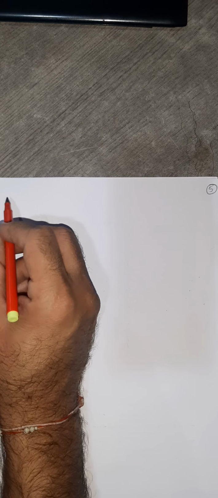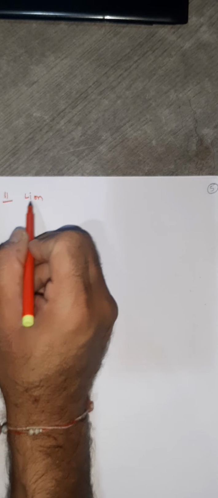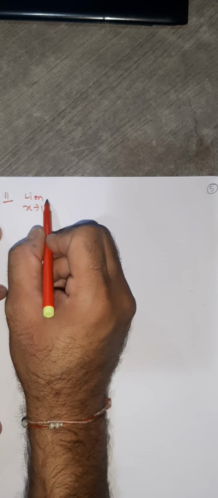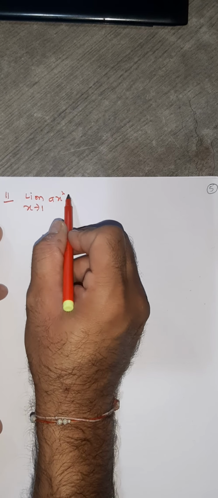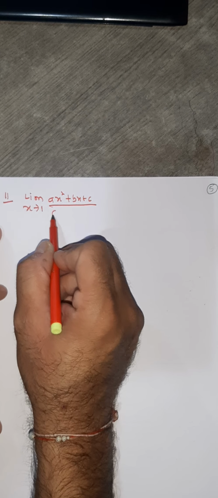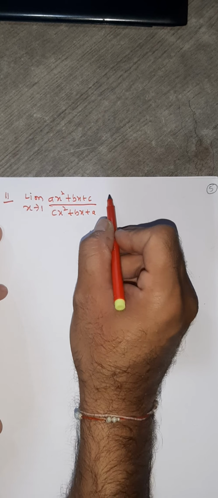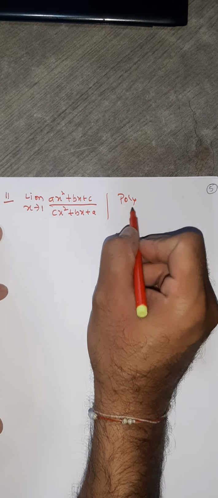What about next? Question number... let me do 11 first. There it is just application of limits. Limit x tends to 1, ax square plus bx plus c. This is quadratic, or you can say that this is which form? Polynomial upon polynomial, right? Or you can say quadratic upon quadratic.